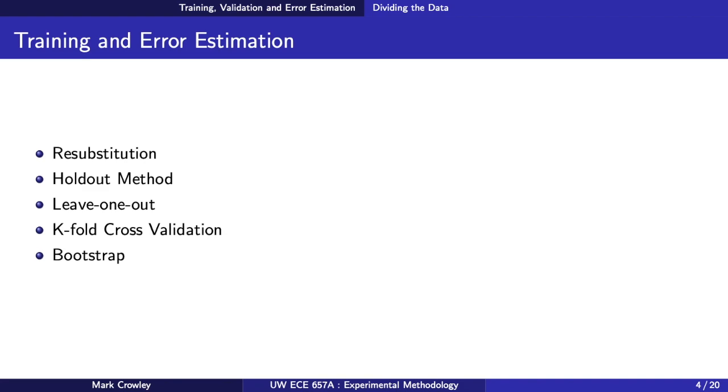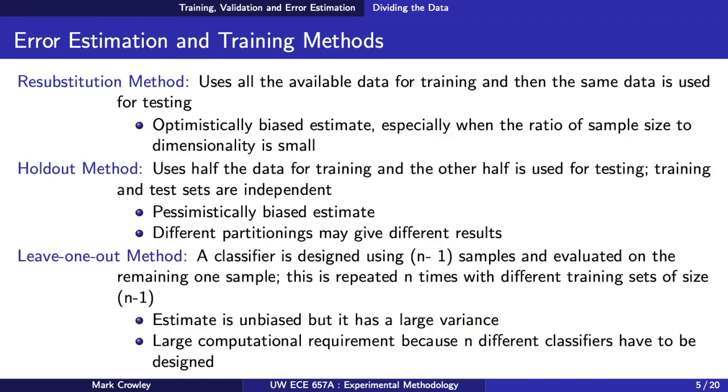So in this section on training and error estimation, we just highlight a bunch of these different methods which you can use, like I'm talking about how you divide your data up. So why do we have to think about how you divide your data up? So look at what we're talking about here.